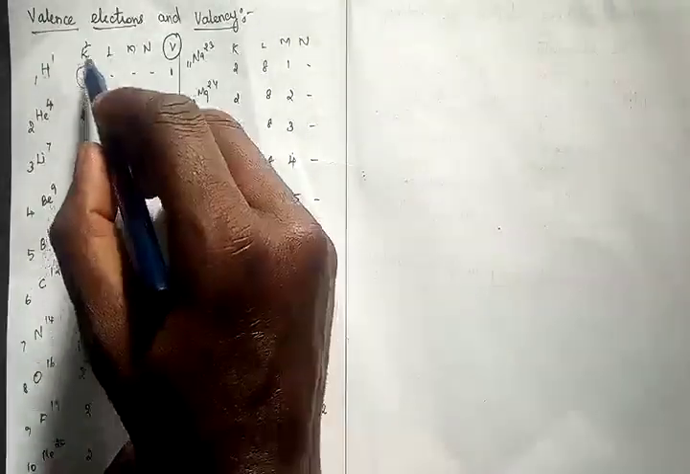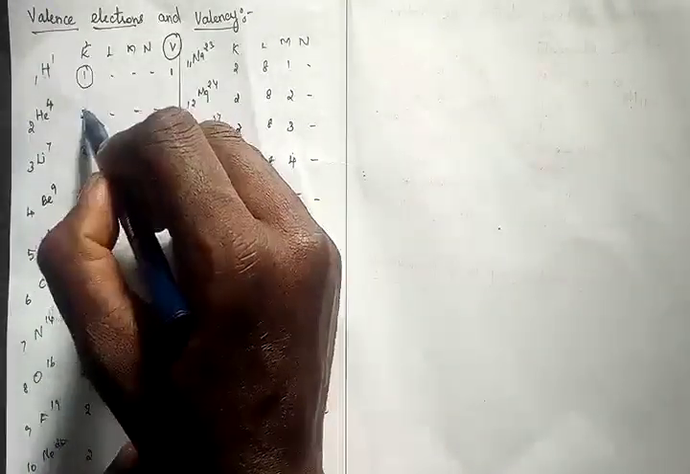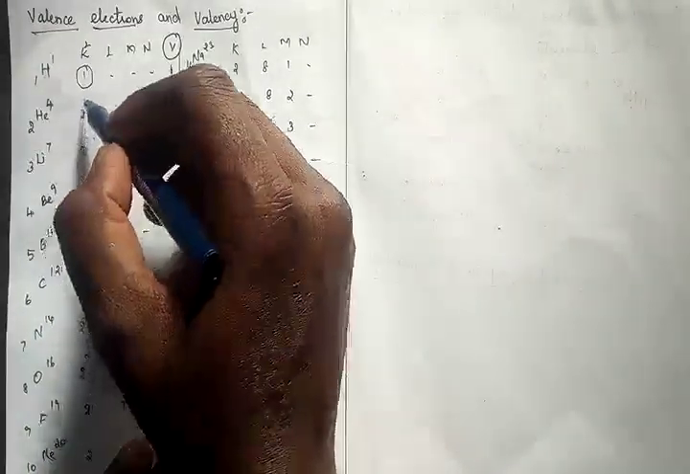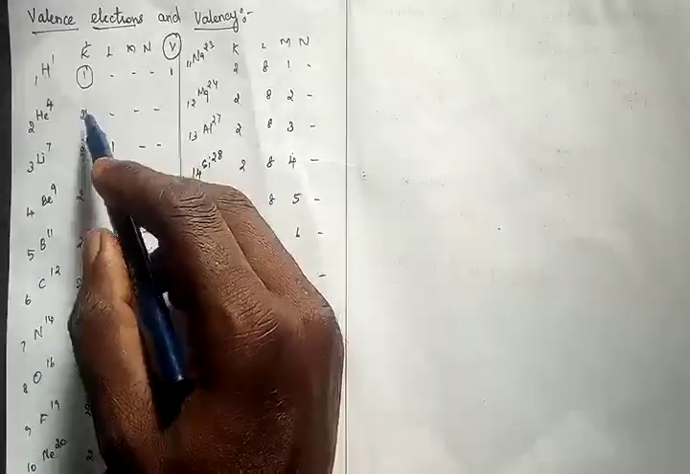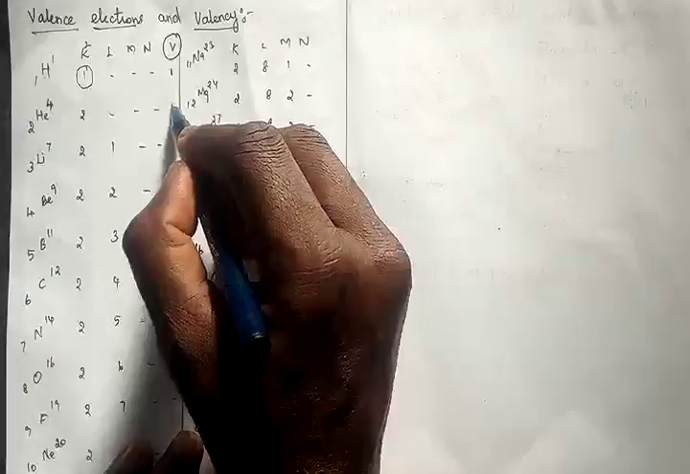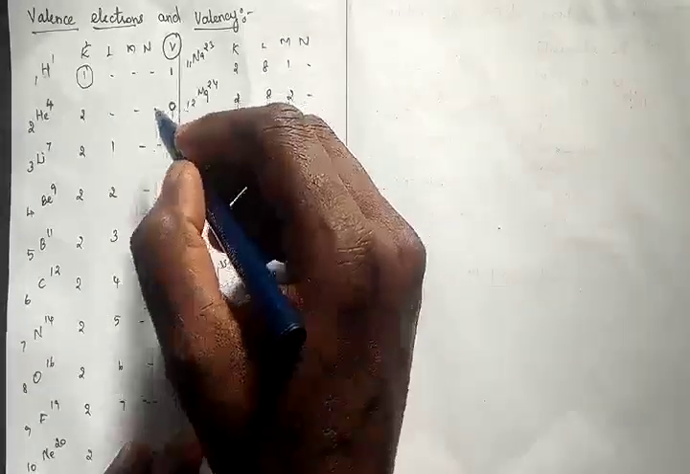Let us write the valency here. The valency of hydrogen is 1. Come to helium, the K shell capacity is 2, completely filled, so we cannot remove or add an electron to this K shell, so the valency is 0.